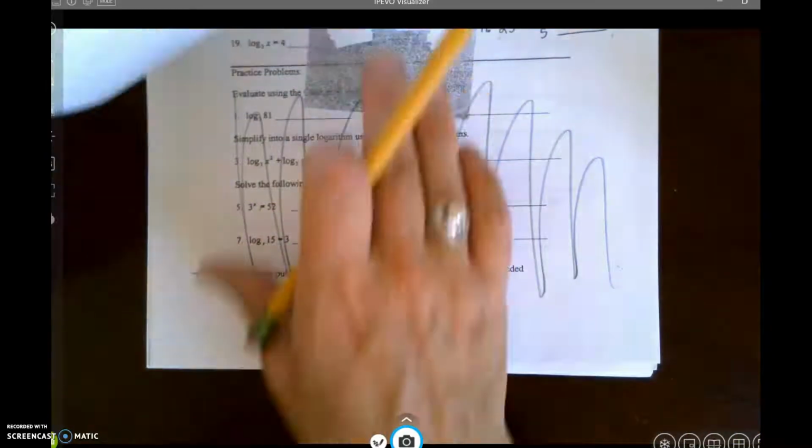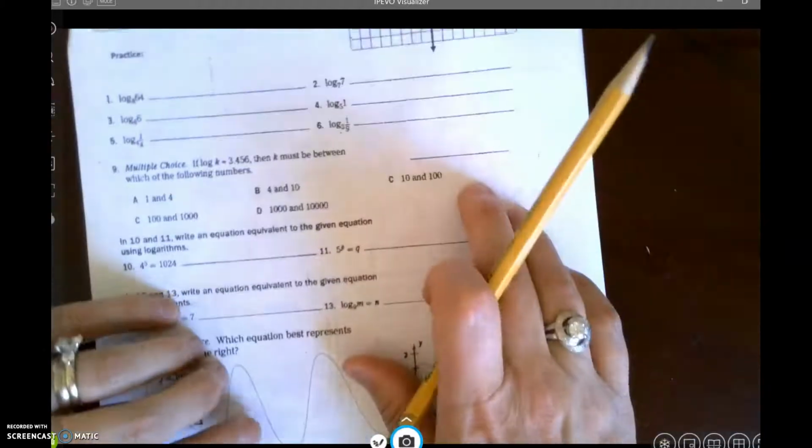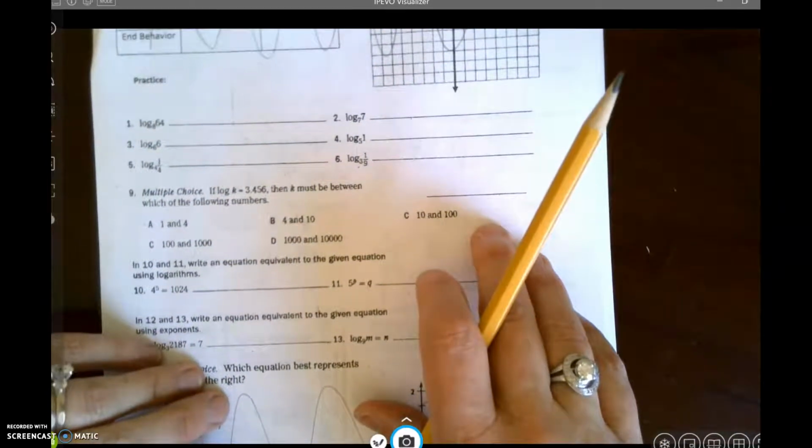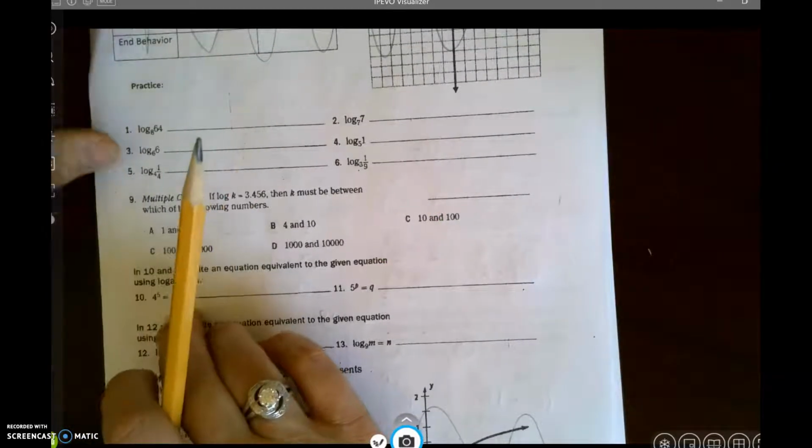All right, so now let's turn to our next page. We are not going to have time to do the graphing, so we are going to skip right to our practice. And my suggestion, if you're doing this on your own, is that you try to do some of these by yourself, and then maybe watch the video and see if you did it correctly.